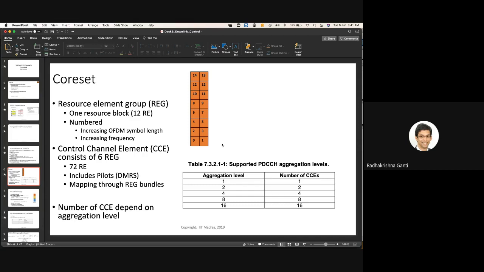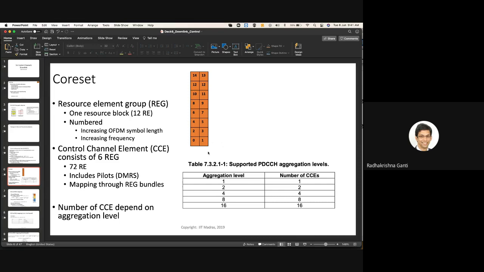Okay. So they have a notion of something called the resource element group. A resource element group is nothing but one resource block in one symbol. A resource element group is nothing but 12 REs, which is actually a resource block. So how will it be numbered? The numbering of the resource element group is a little bit different.